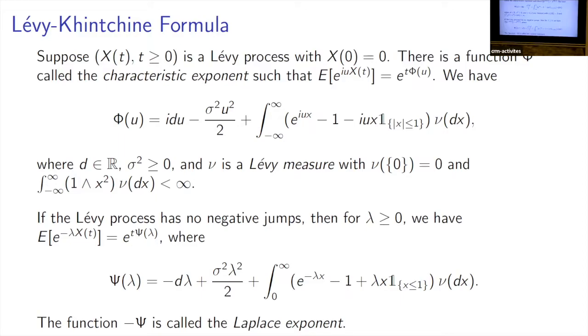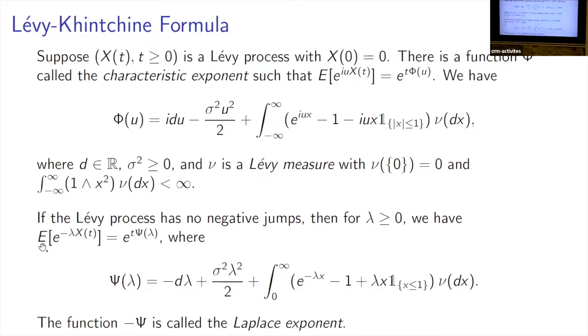So if nu were a unit mass at x, then the process would jump up by x at times of a rate 1 Poisson process. But in general, nu could be a diffuse measure, and then we could get jumps of all different sizes. Now, if the Lévy process has no negative jumps, then we can work with the Laplace transform instead of the characteristic function.